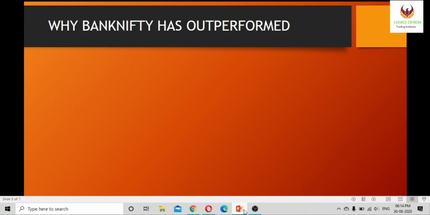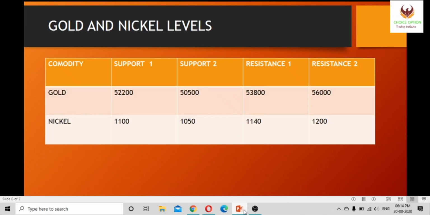Apart from this, when you look at the correction levels, Nifty made a high of around 12,500 in January and is currently trading around 11,500, so there is just a gap of 1,000 points. But Bank Nifty was trading around 32,000 in those days, and it hasn't shown a big correction till now. So there is a huge correction yet to come. That is also one of the reasons. Okay, so let's come to gold and nickel levels.